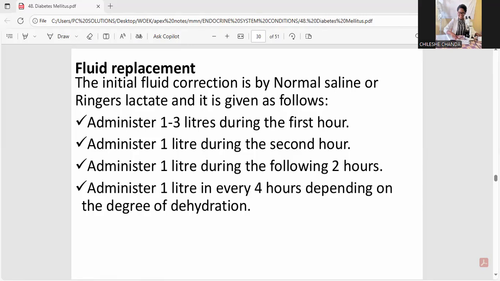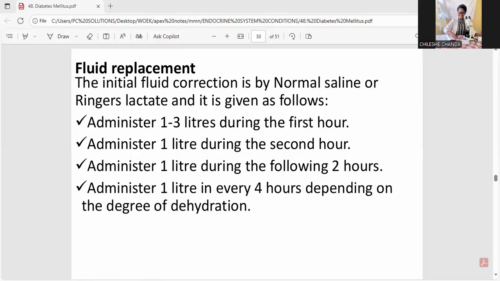So the way you're going to manage a patient who comes to your unit who is in hyperglycemia. Now, first of all, you're going to do a physical examination. You're going to notice that their skin and mucous membranes are very dry. This person is dehydrated because they have polyuria. So we find that the patient's skin and mucous membranes are very dry.